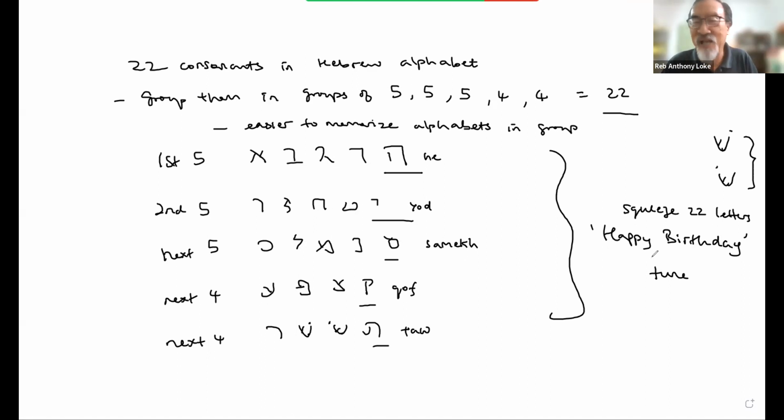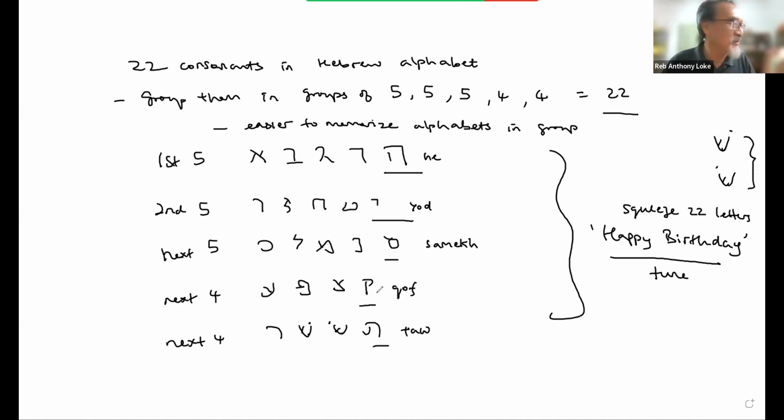I use Happy Birthday because that's the one that I learned. Once I learned it, and that was more than 45 years ago, I've not forgotten it. It's very easy to memorize, because when you sing it, you get all the letters in.